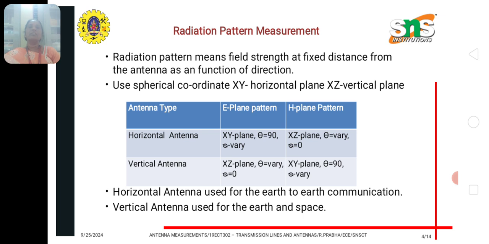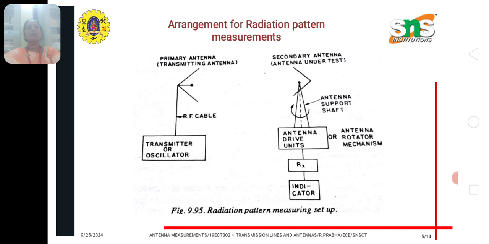Horizontal antennas are used for earth to earth communication, and vertical antennas are used for the earth and also the space. This diagram shows the measurement setup of antenna radiation pattern measurement. On the left side, we have a transmitter or oscillator with an RF cable, and at the end of the RF cable, we have a transmitting antenna, which is called the primary antenna. On the right hand side, we have an indicator and also a receiver, antenna drive units, and a supporting shaft. On the supporting shaft, the secondary antenna, that is the antenna under test, is kept.